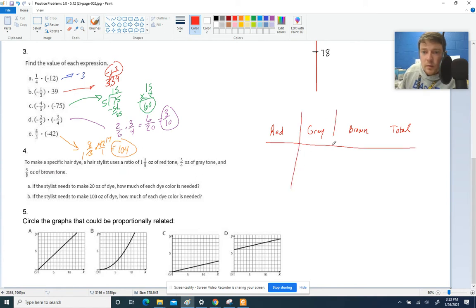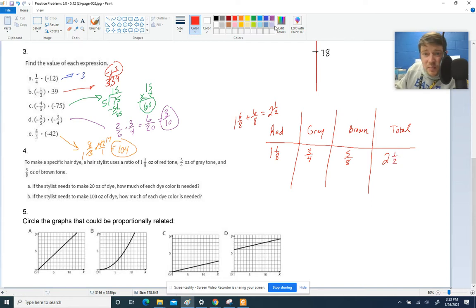So I've got these ratios. The red is 1 1/8. The gray is 3/4. The brown is 5/8. And if we added all those together, these two would combine to make 1 6/8. So I'd have to do 1 6/8 plus 3/4, which is the same as 6/8. 2 of those would make 2, and then the other 4 would make 2 1/2. So I know that all of these added together make 2 1/2.